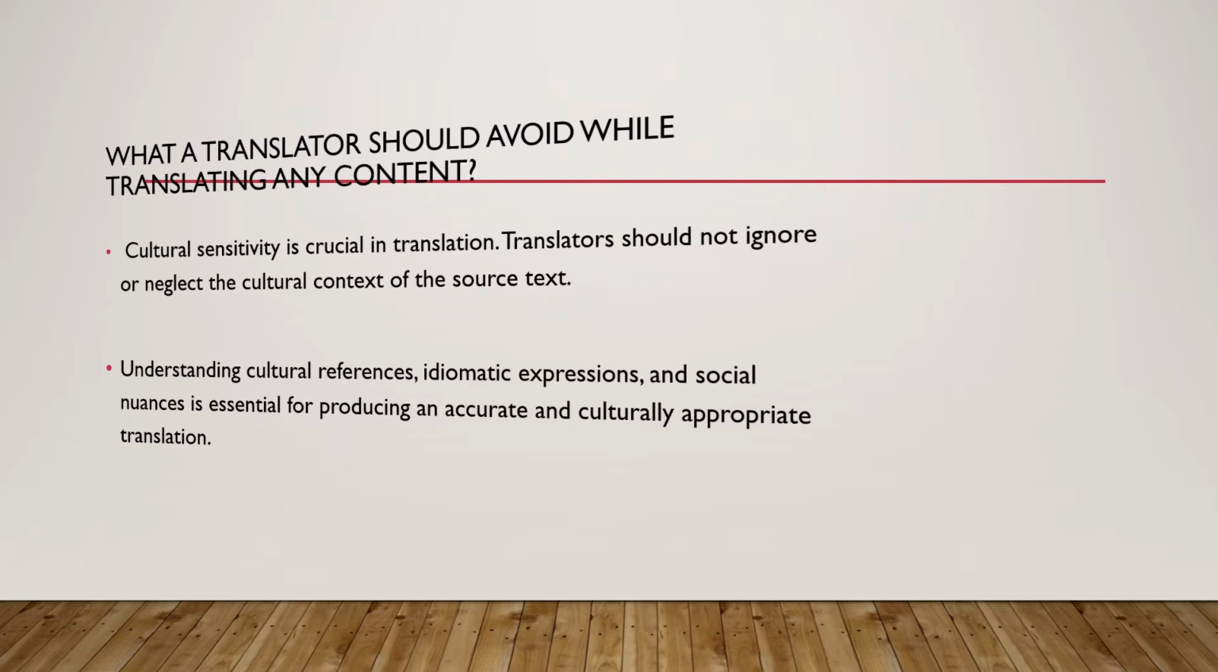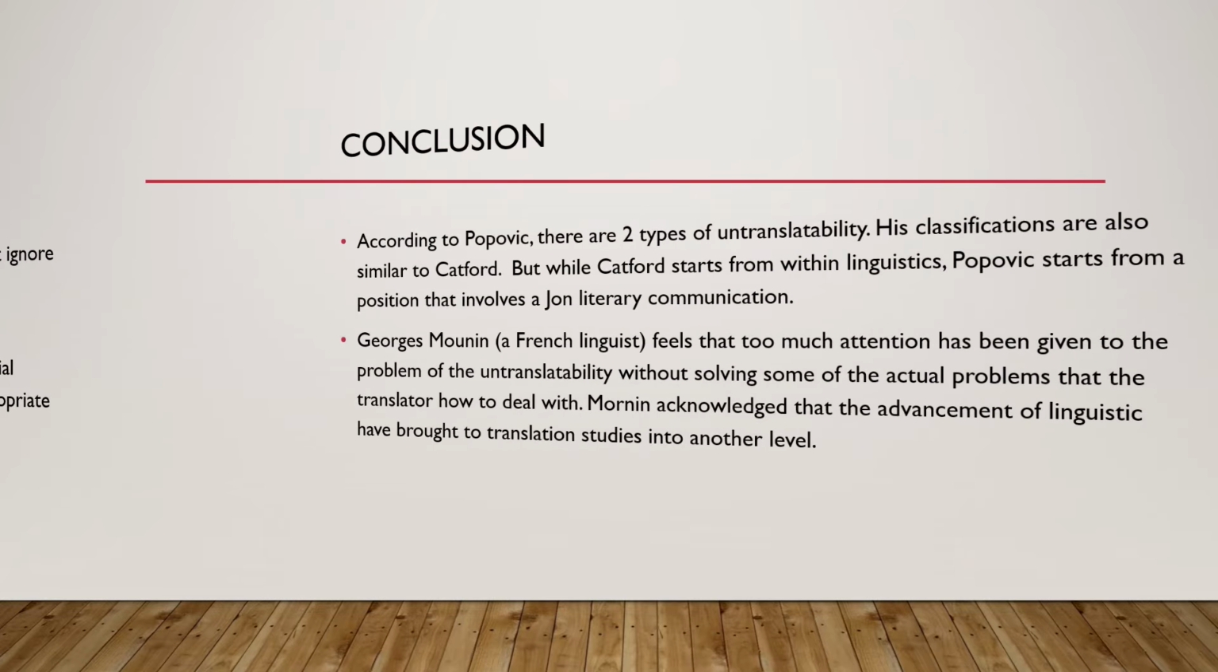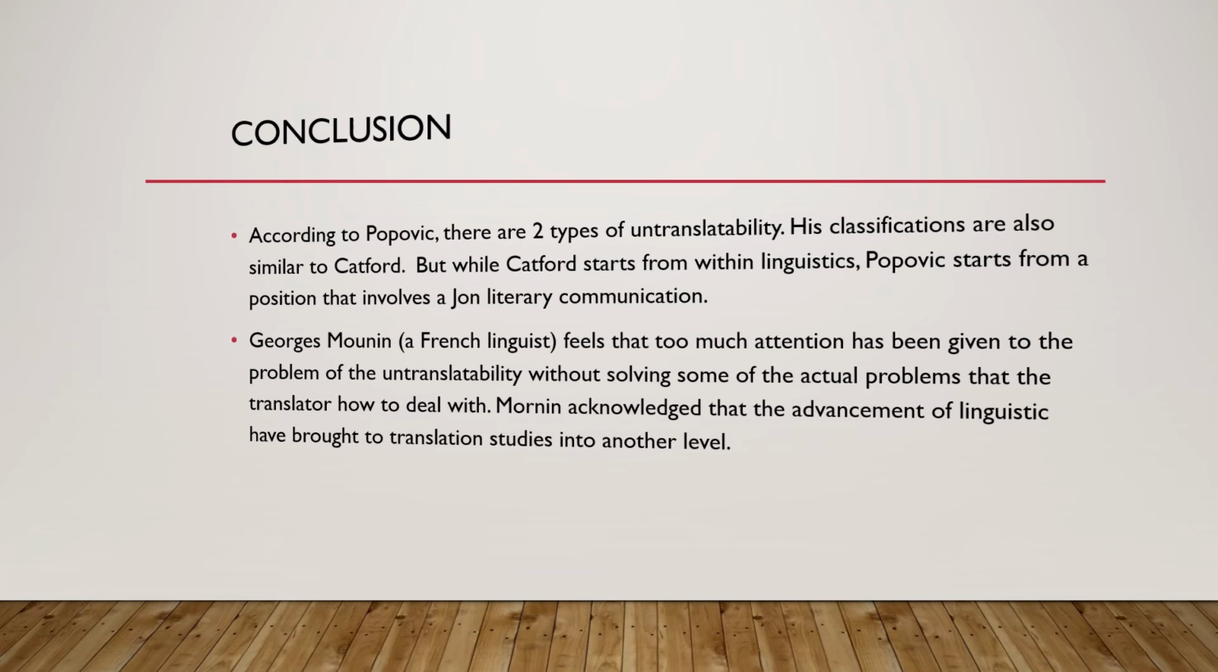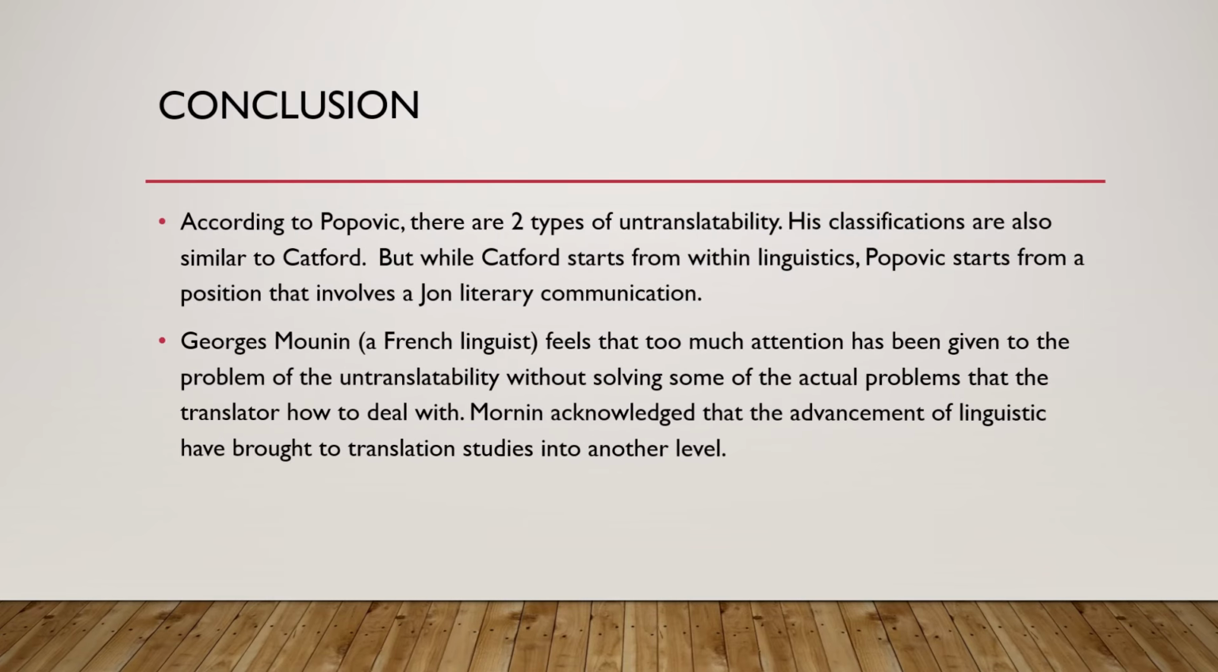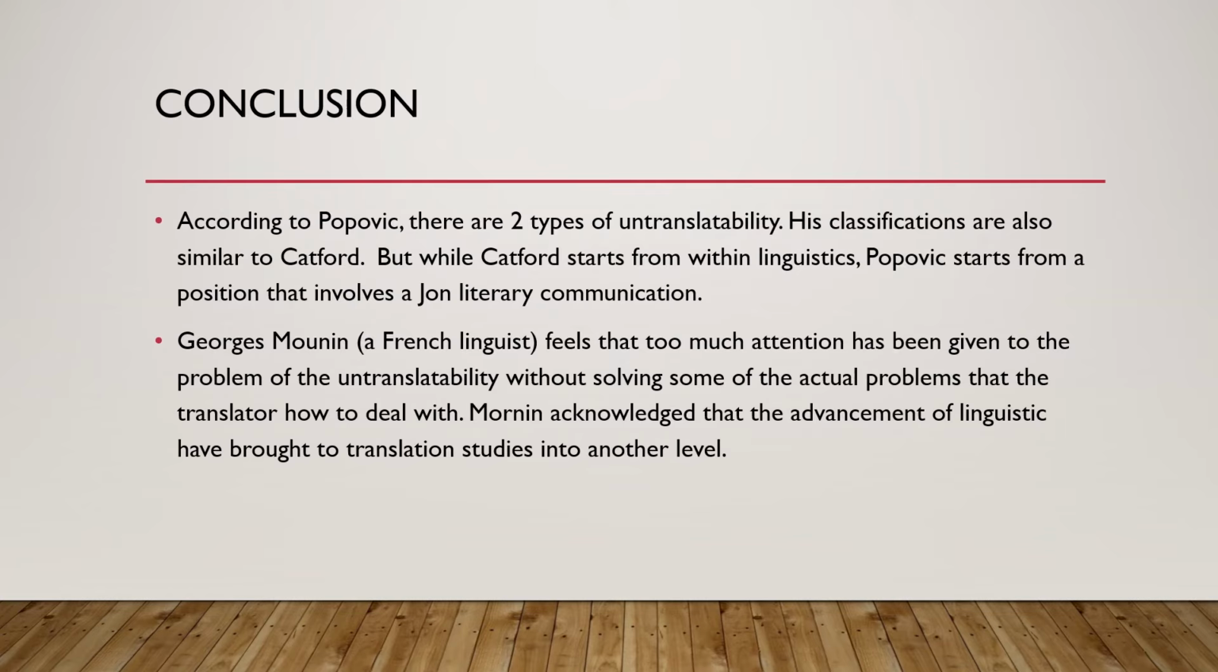According to Popovic, there are two types of untranslatability. His classifications are also similar to Catford's. But while Catford starts from within linguistics, Popovic starts from a position that involves literary communication. Georges Mounin, a French linguist, feels that too much attention has been given to the problem of untranslatability without solving some of the actual problems that the translator has to deal with. Mounin acknowledged that the advancement of linguistics has brought translation studies to another level.